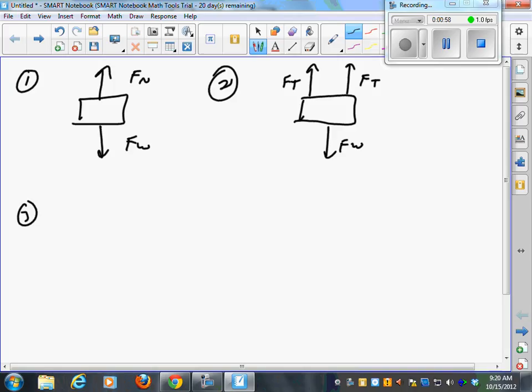An egg is free falling from a nest in a tree. Neglect air resistance. Diagram the forces acting on the egg as it is falling. Just like Felix up there in the stratosphere where there's no air resistance, just the weight force.